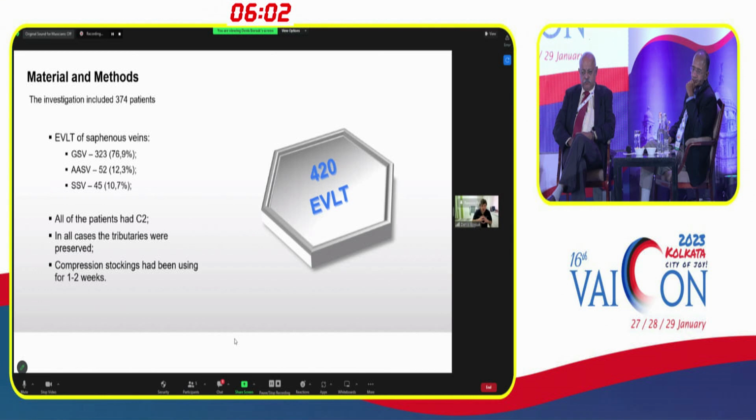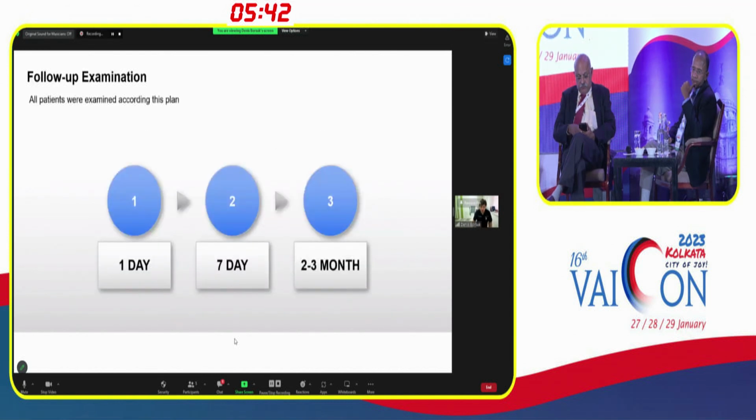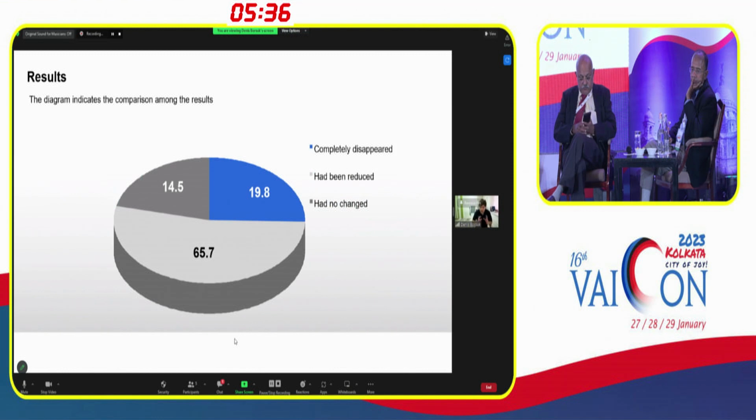Investigation included 374 patients, 420 endovenous lasers in all of saphenous vein systems: GSV, ASSV, SSV. All of the patients had CT flares, and all the tributaries were preserved. And we compared protocols for 1 and 2 weeks. Here is the follow-up: next day, 7 days, and 2 to 3 months after treatment. And here are the results.